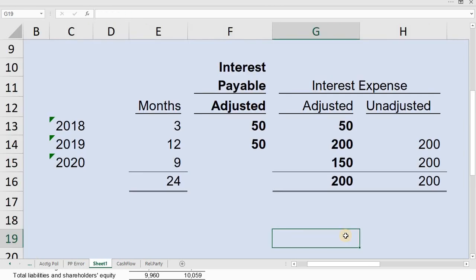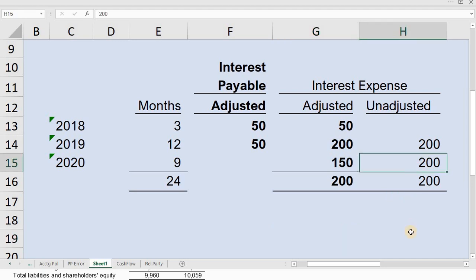Now, let us analyze the effect of the error in 2020 net income. So, the expense recorded by the entity is 200, that is in 2020. However, the number of months incurred in 2020 is only 9 months. It means that the interest expense should be recorded only for 150 pesos. So this time, the interest expense recorded by the entity is greater than it should be by 50 pesos. That is why the net income in 2020 is understated by 50 pesos.